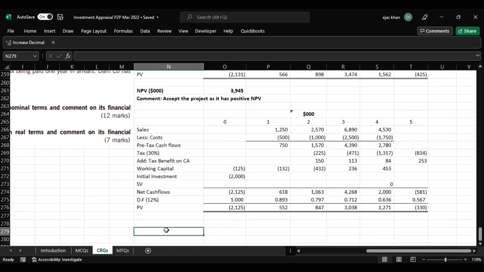So what we have to do is convert this nominal cost of capital into the real cost of capital. And the formula is called the Fisher formula: 1 plus nominal rate is equal to 1 plus the real rate into 1 plus inflation rate. And inflation rate in this formula should always be the general inflation rate, remember. So we have to use this formula to convert the nominal rate into the real rate, right? So if we rearrange this formula, we have 1 plus nominal rate divided by 1 plus inflation rate. Then we have to subtract this 1.